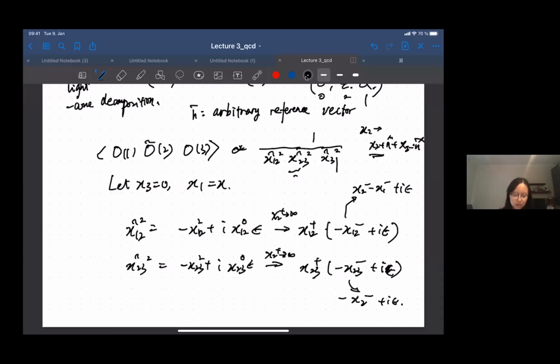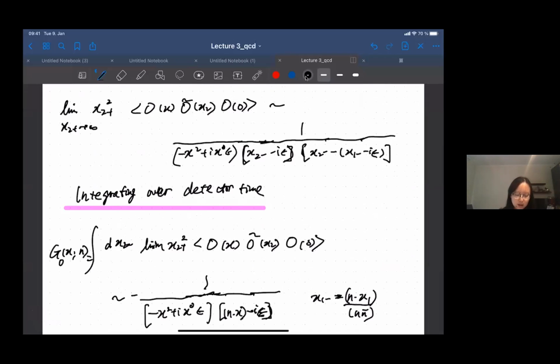Doing that, we simplify the expression for x12 squared, and it factorizes into a plus component and a minus component. Please pay attention that x12 squared contains a pole at x2 minus equals x1 minus, where x1 is the location of one of the scalar operators representing the source, and the location of the pole is in the lower half complex plane in the x2 minus variable. And for x23 squared, because of the way we do the analytic continuation, it develops a pole in the upper half plane in the x2 minus variable.